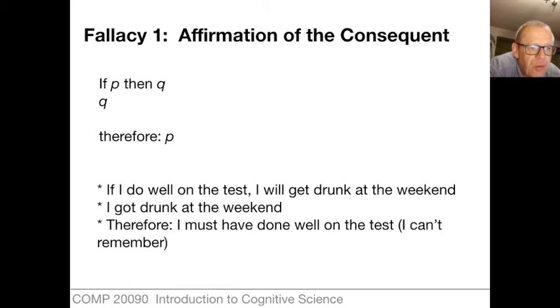So suppose the first one, if P then Q. For P, let's substitute I do well in the test. For Q, let's substitute I get drunk at the weekend. So what's this going to look like then? If I do well in the test, I will get drunk at the weekend. Now we assert Q, I got drunk at the weekend.